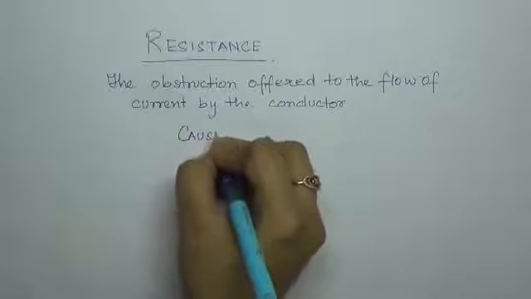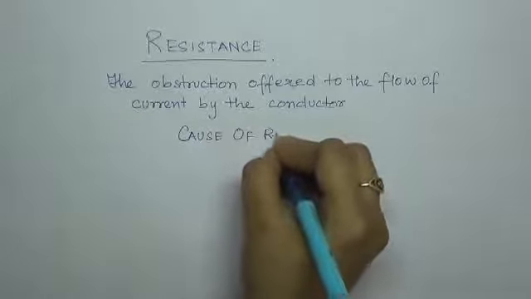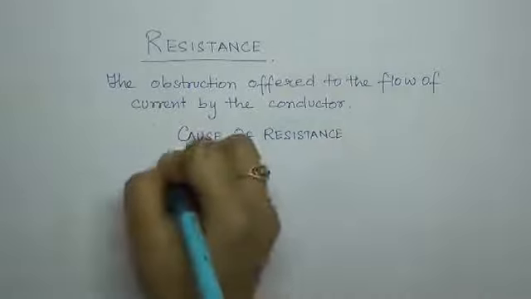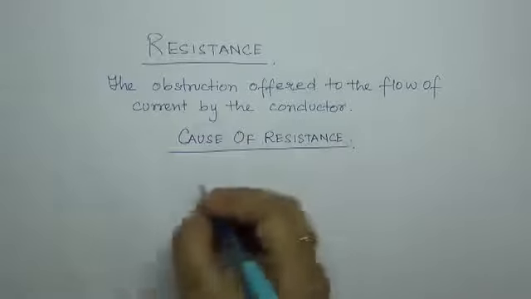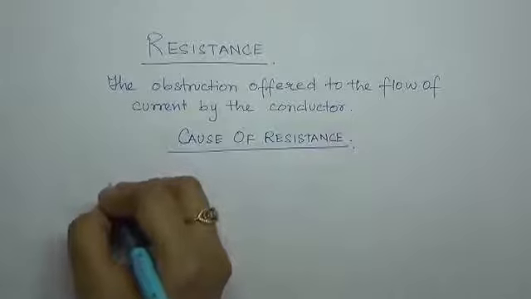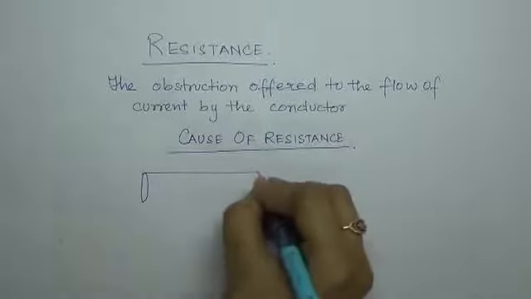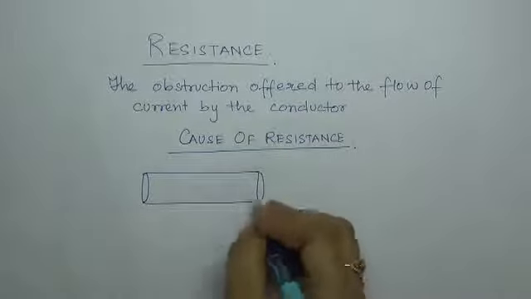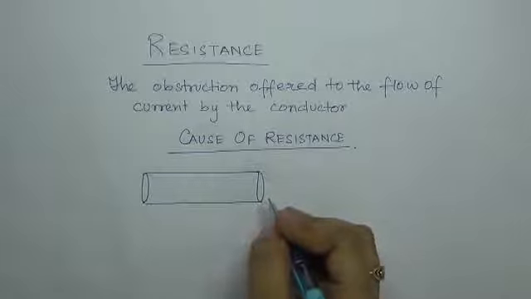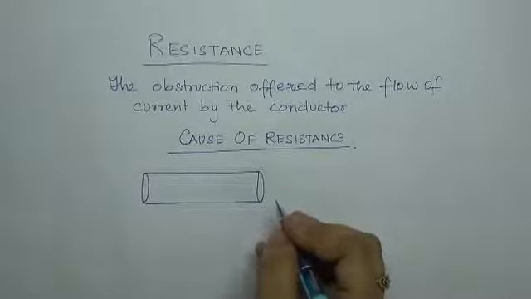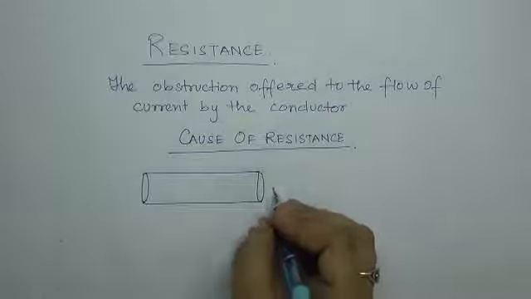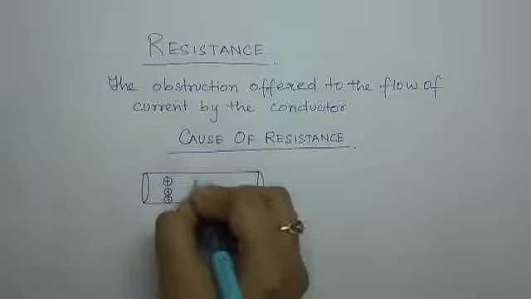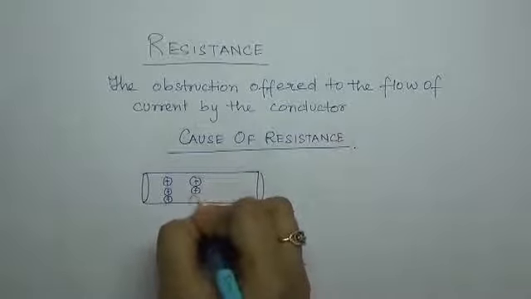What is the cause? To understand the cause of resistance, let us take a cross section of a wire. I'm taking a big cross section of a wire, or a conductor. So in this conducting wire, what do we have? Any metal has a large number of electrons and an equal number of positive ions.